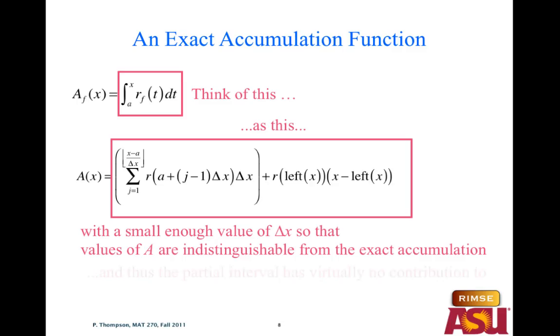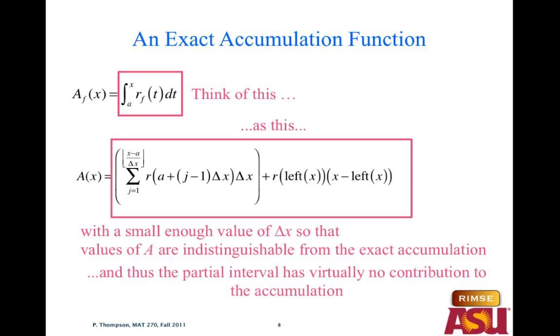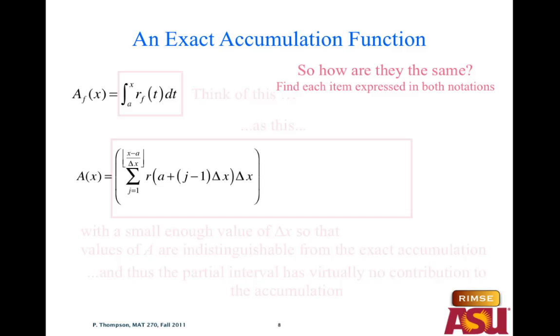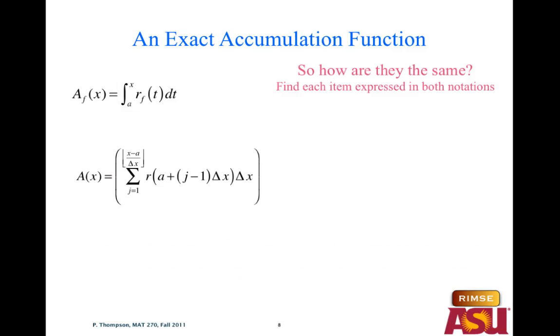In that case, if our delta x is that small, then the partial interval has virtually no contribution to the accumulation, and so we don't need it. When delta x is super small like that, we can just disregard it, because it's an interval even smaller than delta x, which we said was super small anyway. You see? All right, so let's talk about comparing these two. How are these the same?